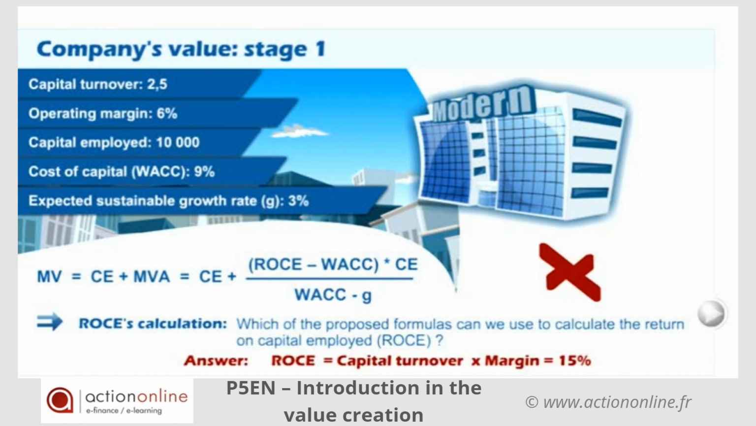ROS equals capital turnover multiplied by the margin. In other words, 2.5 multiplies 6%, giving 15%. This is fairly high for a ROS after tax.